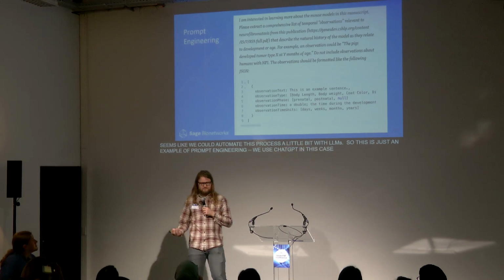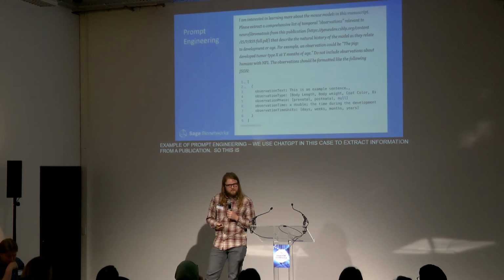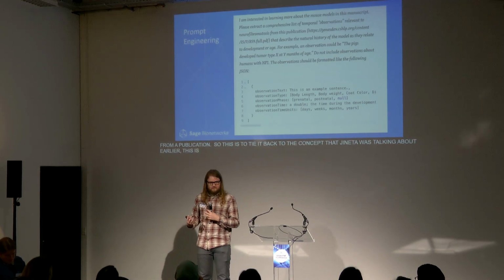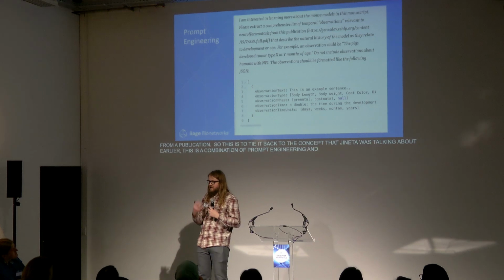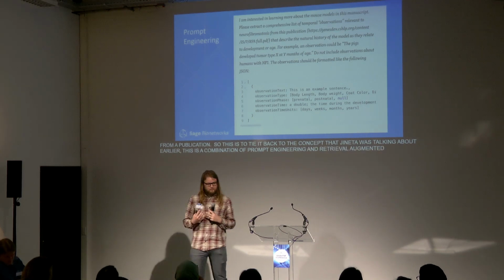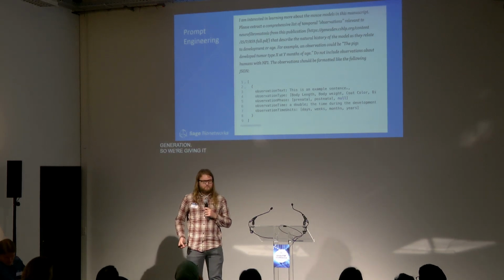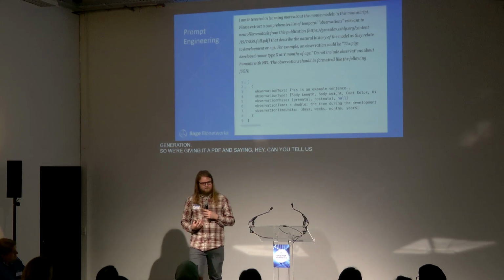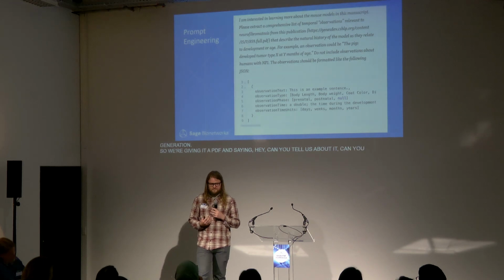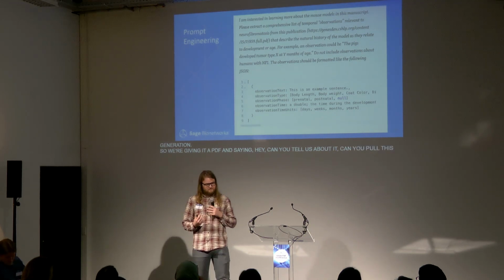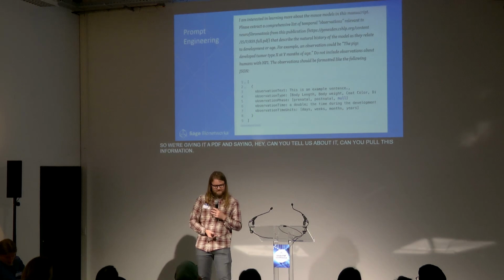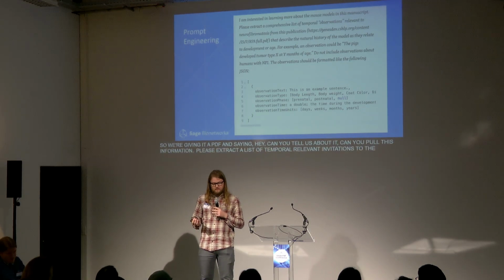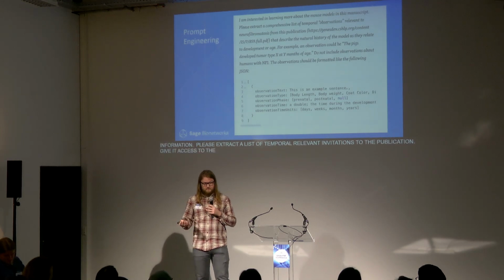So this is, to tie it back to the concepts that Janita was talking about earlier, a combination of prompt engineering and retrieval augmented generation. So we're giving it a PDF and saying, hey, can you tell us about it? Can you pull some of this information? In this case, the prompt is, I'm interested in learning more about the mouse models in this manuscript. Please extract a comprehensive list of temporal observations relevant to neurofibromatosis from this publication that describe the natural history model as they relate to development of age.